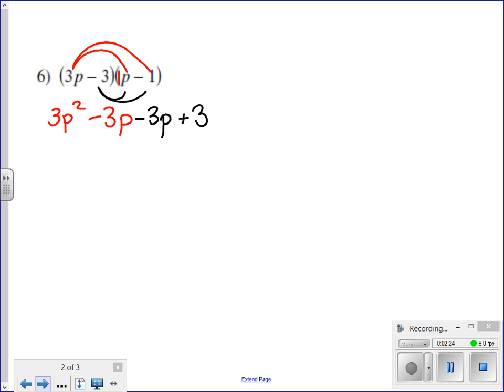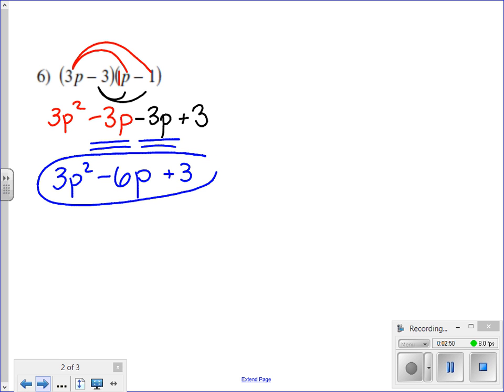So when I collect like terms, the 3p squared does not have another like term, so that stays exactly the same. Here is where you need to be careful though. Negative 3p minus 3p. It's not 0. Starting at negative 3, and I'm going to get smaller by negative 3. When I subtract those, I actually end up at negative 6p, then plus 3. Please be careful when you're working, especially with negatives. If you need to, double check your work in your calculator.